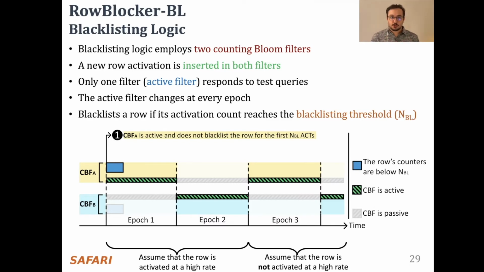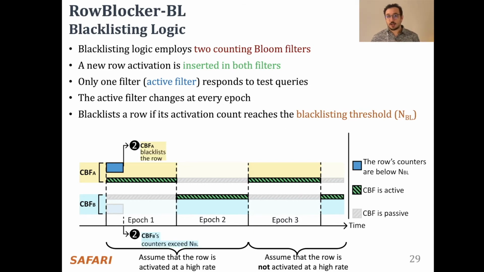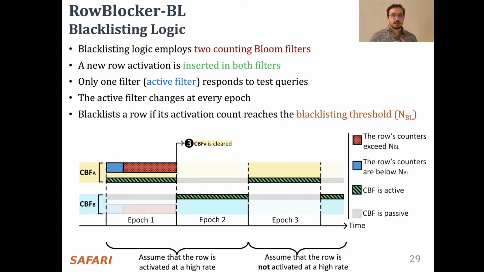Now a blue bar shows that the row's activation count is below the blacklisting threshold, and therefore it is not blacklisted yet. However, at timestamp 2, the row's activation count reached the blacklisting threshold NBL, and the row is blacklisted, as we indicate by the red bar. At timestamp 3, the active filter CBF-A is cleared, and CBF-B becomes the active filter for epoch 2. Since CBF-B remembers the high activation rate from epoch 1, it keeps the row blacklisted until the end of epoch 2.